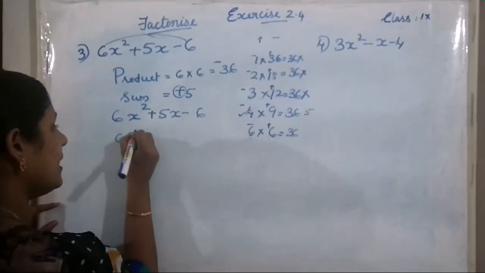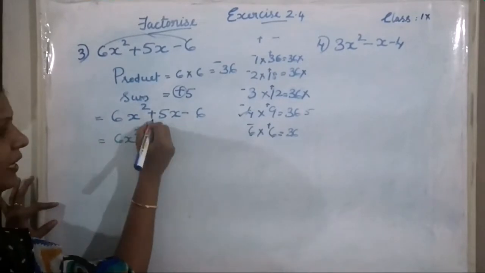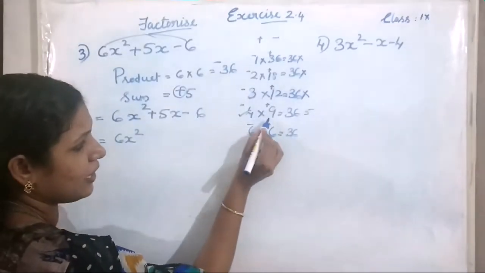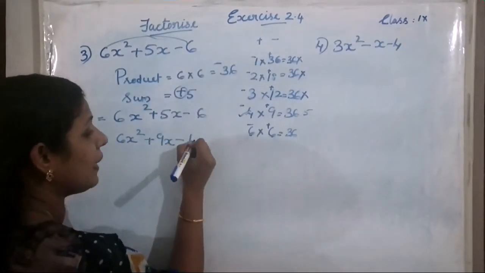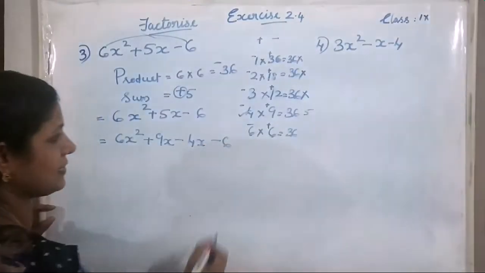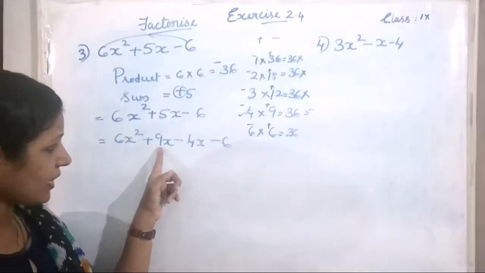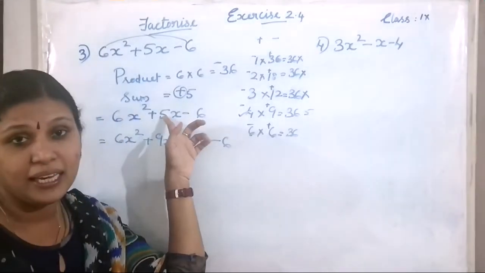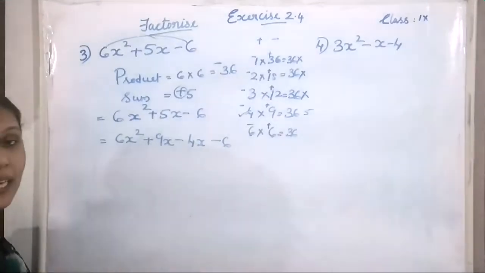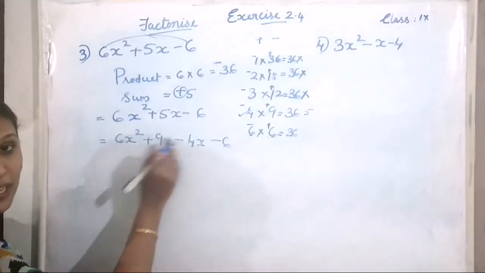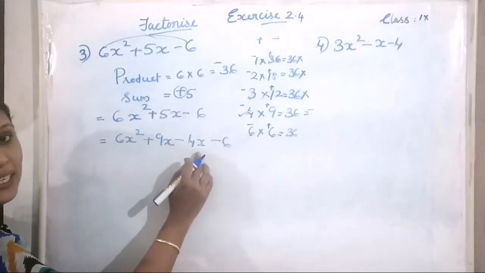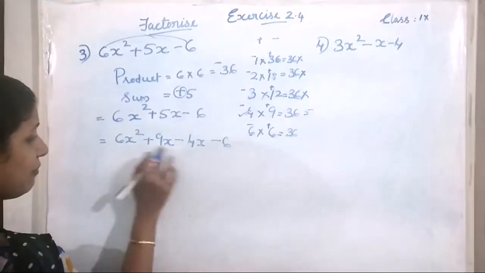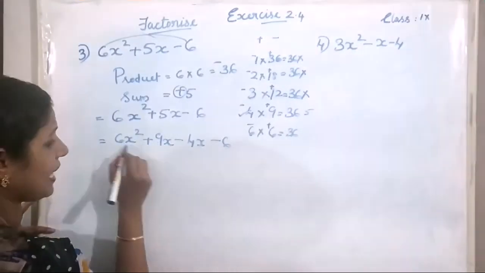Instead of this 5x we write plus 9x and minus 4x, and here minus 6. Instead of this 5x we write 9 minus 4, and 9 minus 4 is 5, that is 5x. Now the next step is we separate into two parts, this is the first part and here the second part. In the first part, 6x square plus 9x.